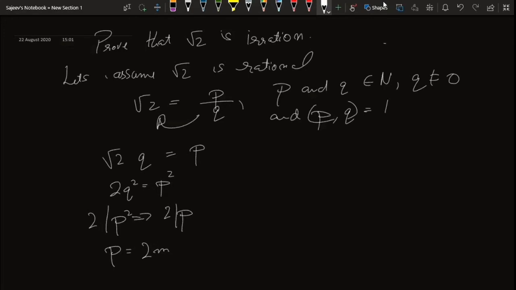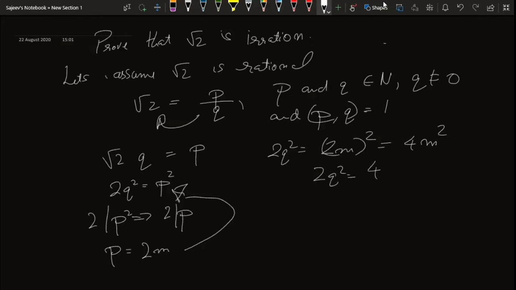Now if I write this here, what do I get? I have 2q square equal to p square, which is 2m the whole square, which is the same as 4m square. So I had 2q square equal to 4m square. 2 gone. So again we get something similar to this. So 2 divides q square, which implies 2 divides q, and which means q is even.